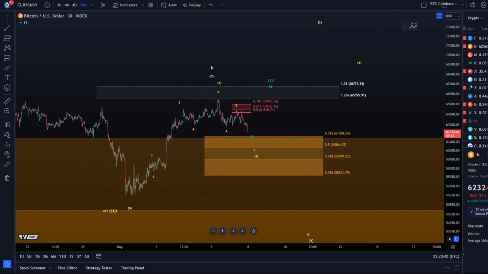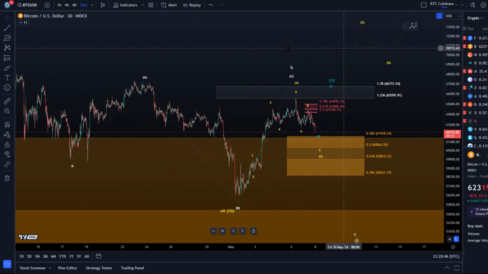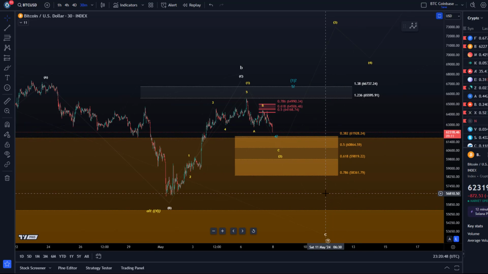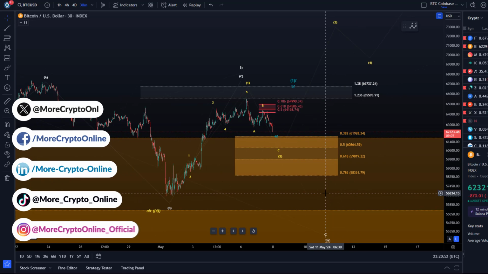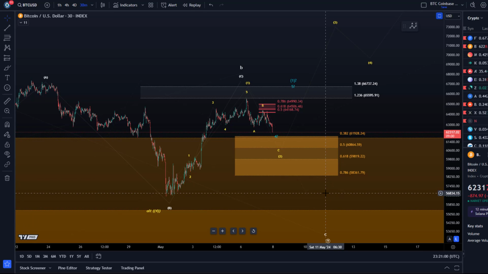We want to take a look at Bitcoin's microstructure only. We talked about the bigger picture, really just want to share with you what's going on here. At the moment it's materializing as per the yellow, there are very balanced probabilities between the yellow and the white count, okay?